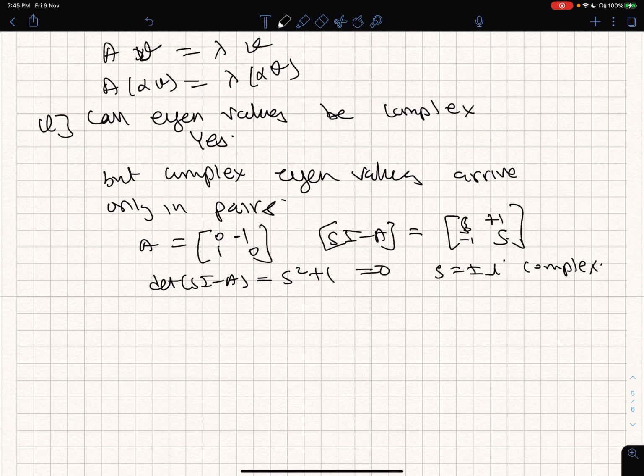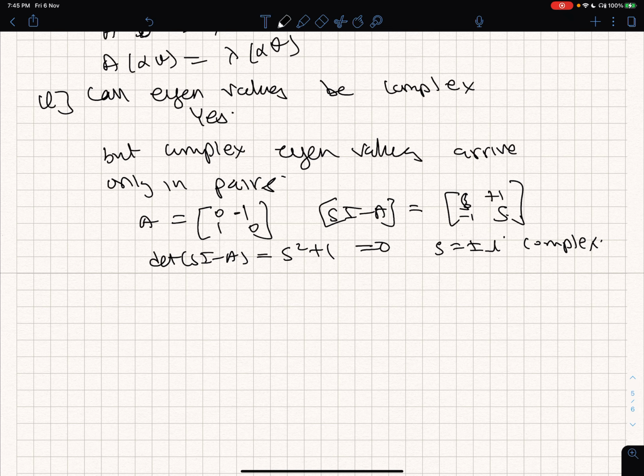Imaginary and therefore complex. So in general eigenvalues can be complex, but whenever they are complex numbers, they will always come in pairs.